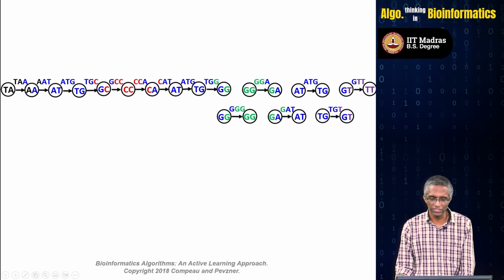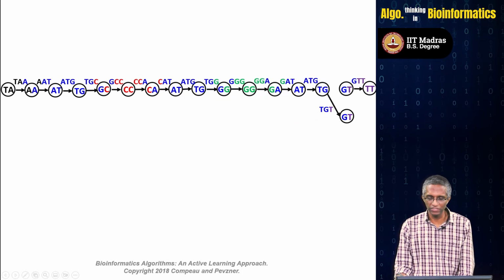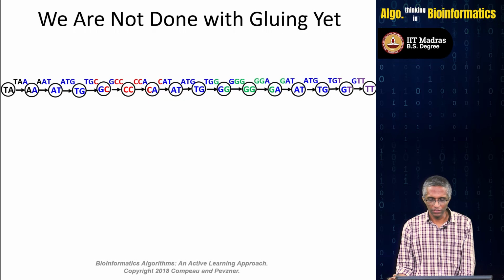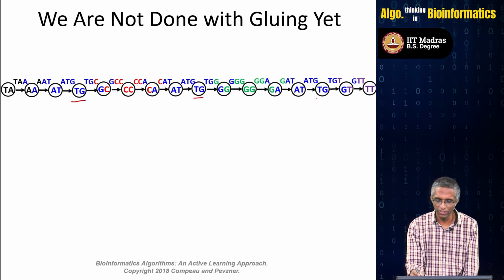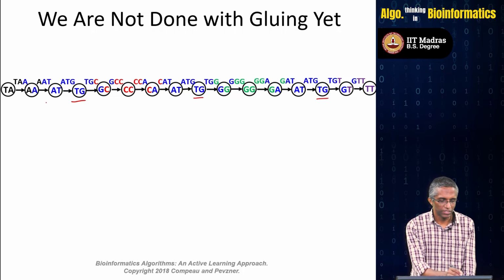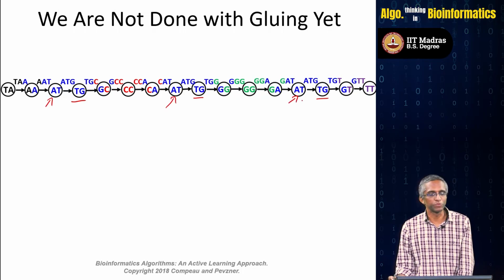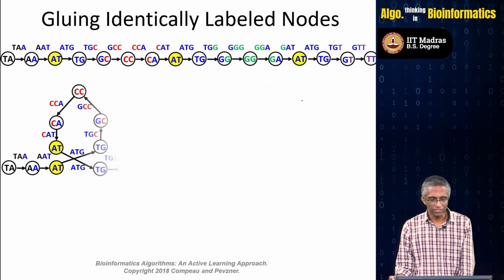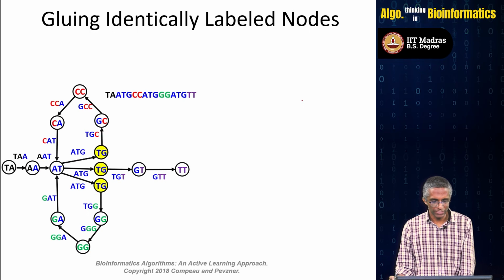You start merging all the nodes so that there are no duplicate nodes. There can be duplicate edges. In fact, we want to preserve the edges because they are the k-mers, but there should not be any duplicate nodes. We are not done with the gluing yet because, like I said, there is TG, TG, TG that is similar, and there is AT, AT, AT which are similar. All of them have to be merged as well. So let's merge the AT like before, and let's merge the TG as before, and then we are done.